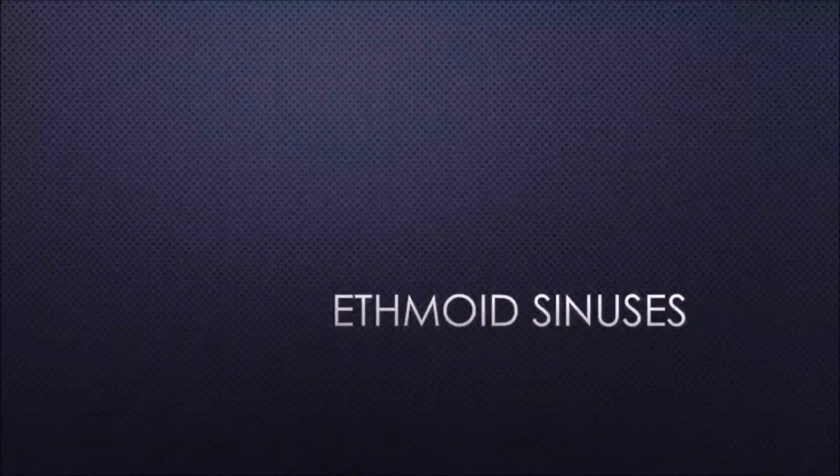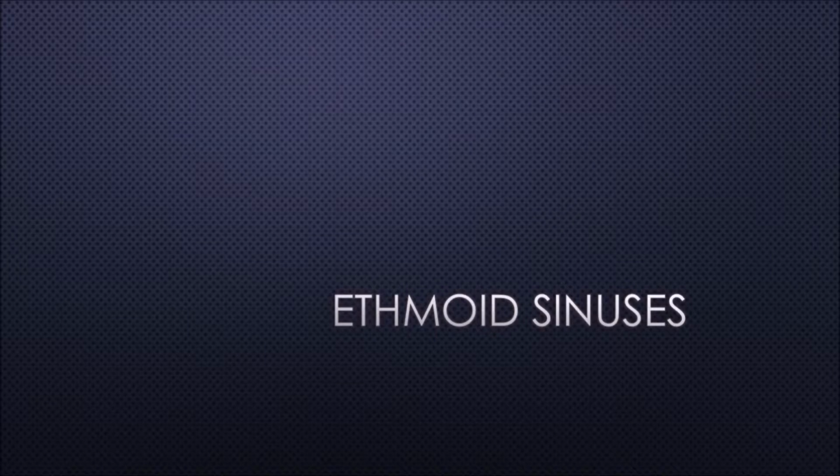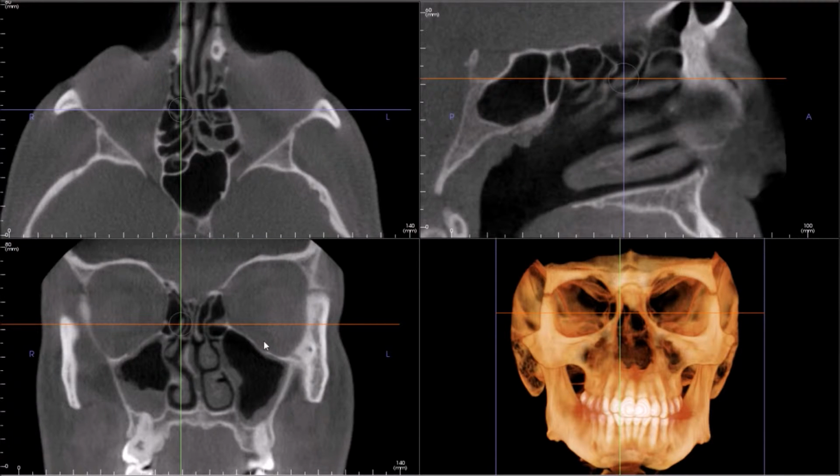All right, now let's get into the ethmoid sinuses, which are also called the ethmoid air cells. So here we can see them, superior to the nasal cavity, in between the orbits, and extending back all the way to the sphenoid sinus, which is this here.